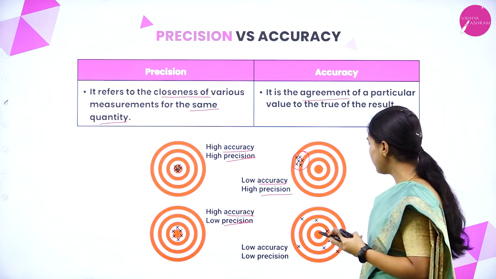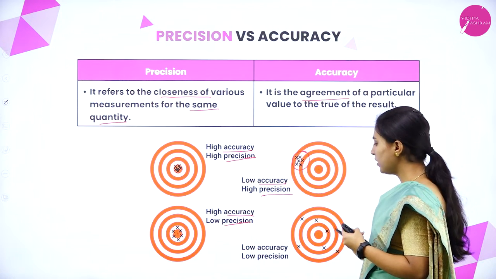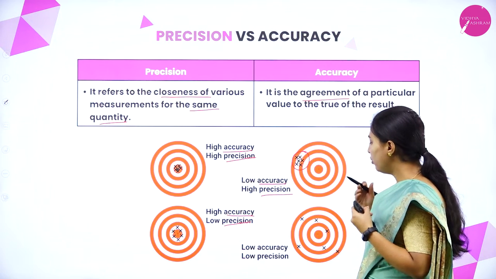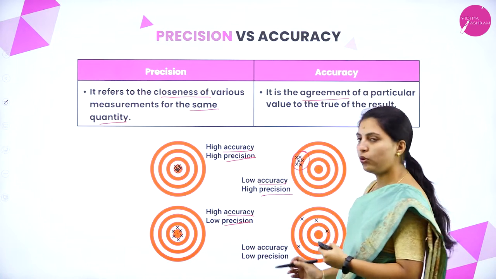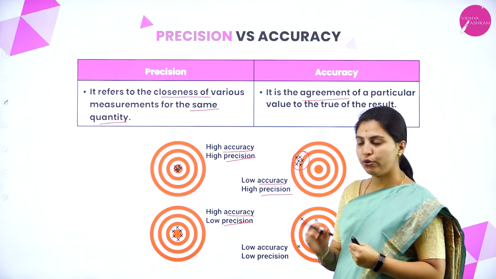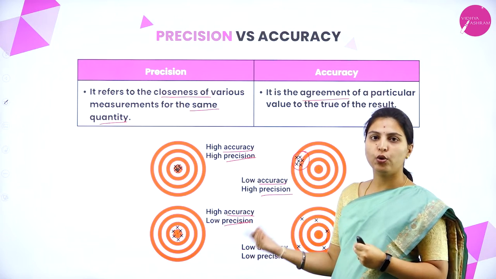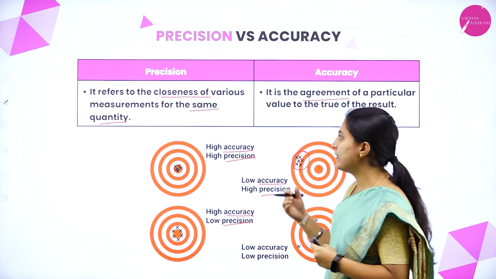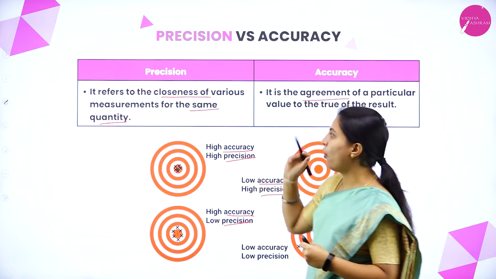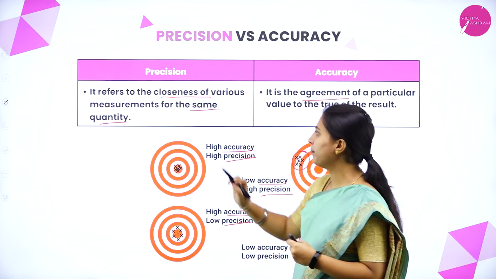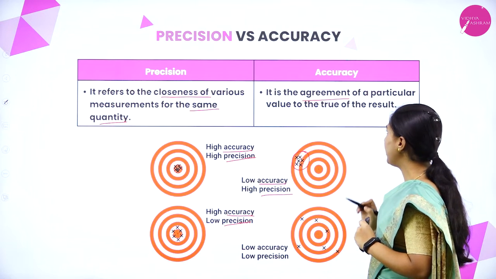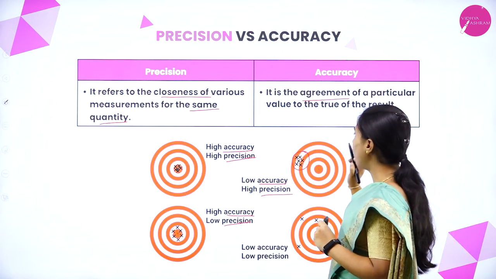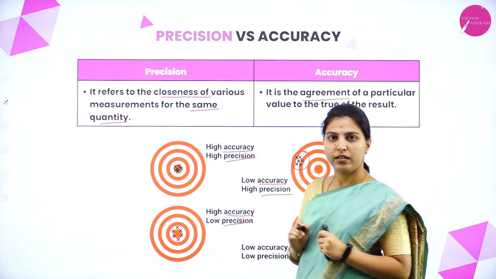Why? This is the true value, no one is near the true value, and there is no precision also, because all the results are nowhere close to each other. So, low accuracy and low precision. Once again, precision refers to the closeness of various measurements for the same quantity. Accuracy is the agreement of a particular value to the true result.